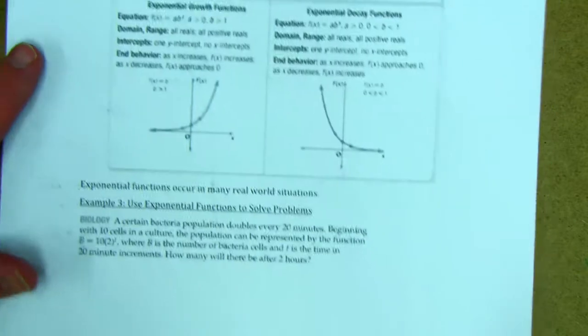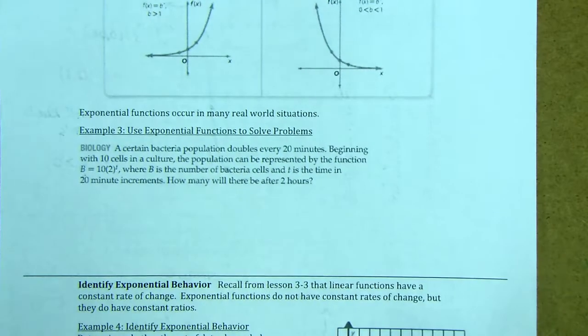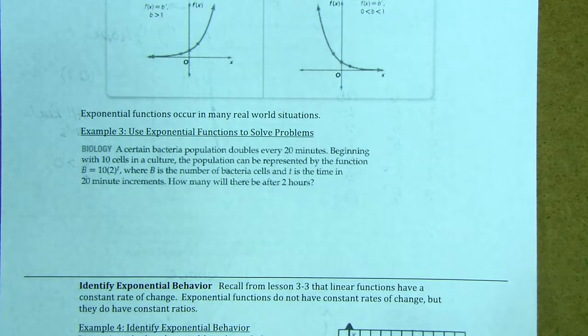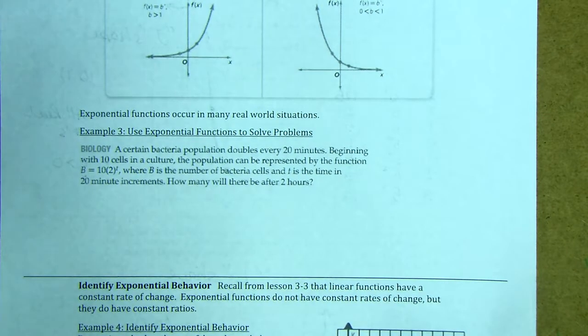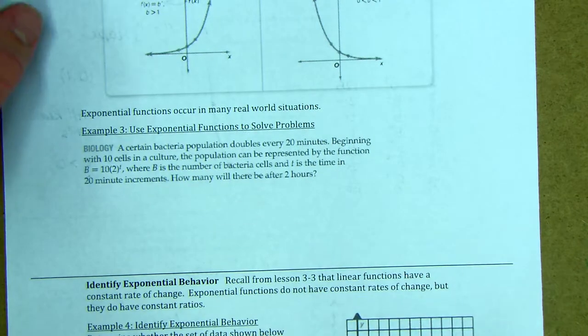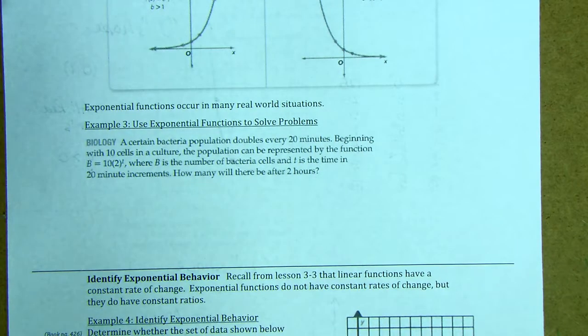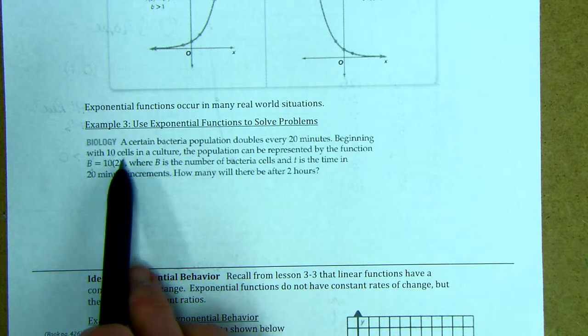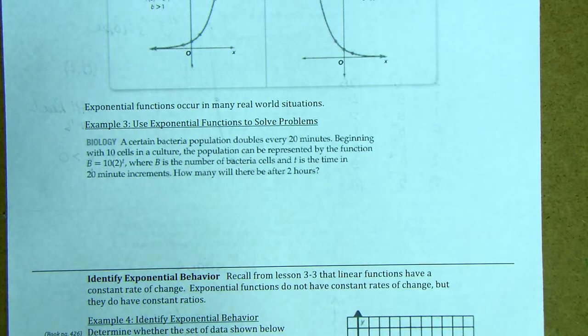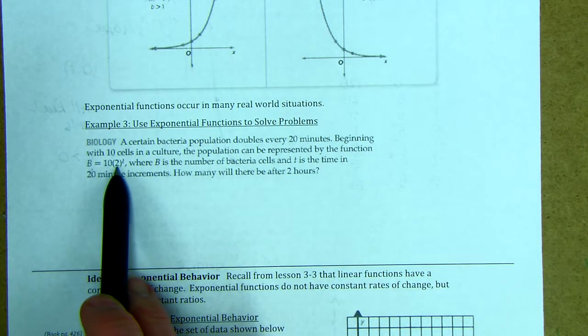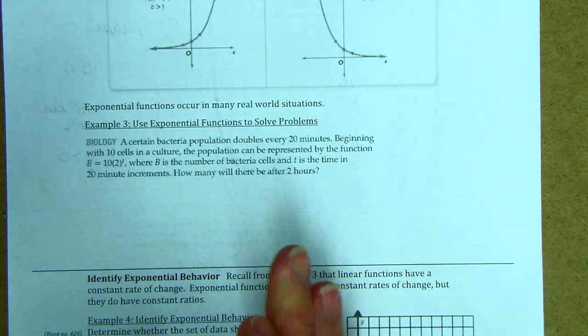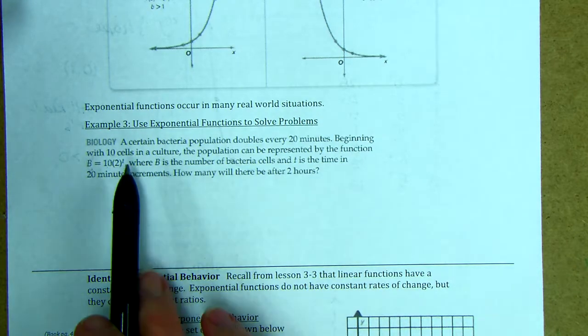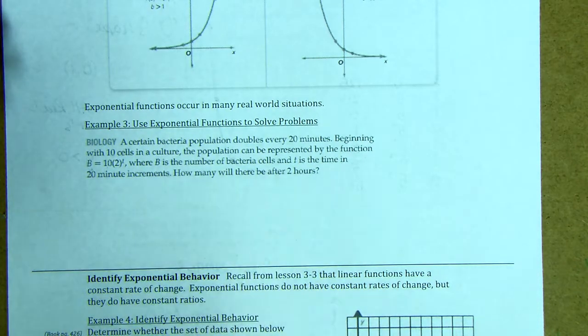Okay? So we're going to use exponential functions, and we are going to solve word problems. Now, we're not going to write word problems, at least not today, but we're going to solve them. Okay, so take a look at this. It says a certain bacteria population doubles every 20 minutes. Beginning with 10 cells in a culture, the population can be represented by this function. So the population equals 10 times 2 to the t. And if you're picking up on some of this, 10 is the original value, 2 because it doubles. We don't have to write them, but it's interesting to think about that. To the t power. B is the number of bacteria, t is the time in 20-minute increments. So it's every 20 minutes adds 1.